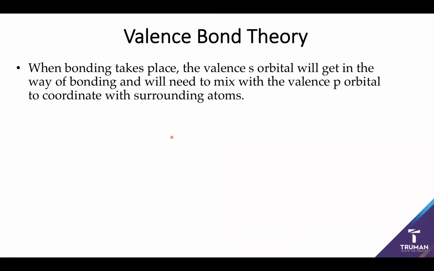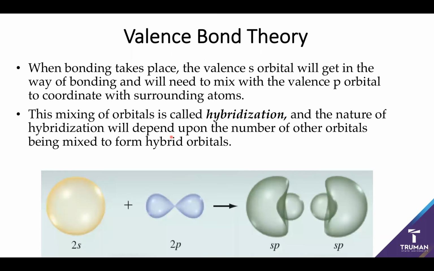However, as soon as I need to start bonding with more than one thing, or I've got extra electrons getting in the way, these orbitals are going to have to start mixing. So if I want to bond with something and I already have electrons in my s orbital, we're going to have to hybridize.